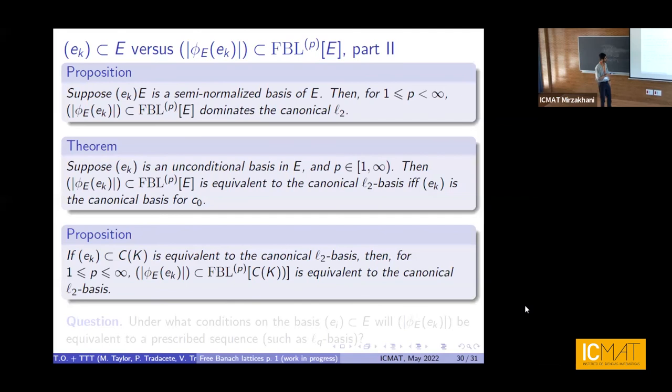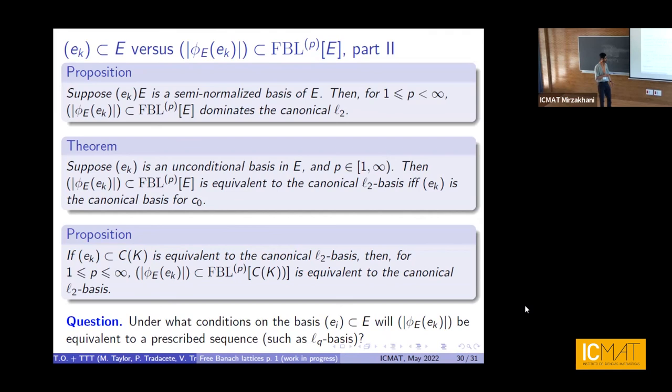Now, what happens if e_k is not a basis in E, but just a basic sequence? Well, in this situation, it turns out that there are other ways of obtaining l_2. So let's say we have a sequence in the C(K) space, which is equivalent to the canonical l_2 basis. We map it into the free Banach lattice on C(K). We take the moduli, we still get a C(K) basis.